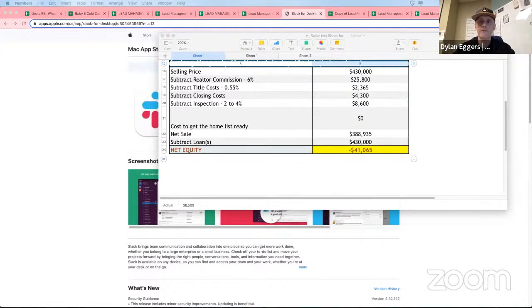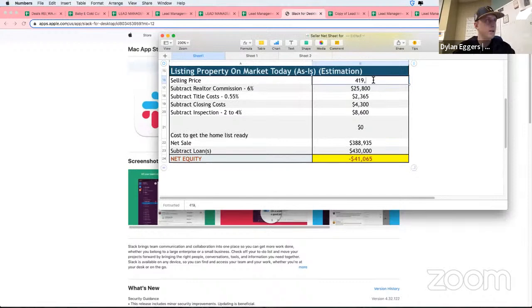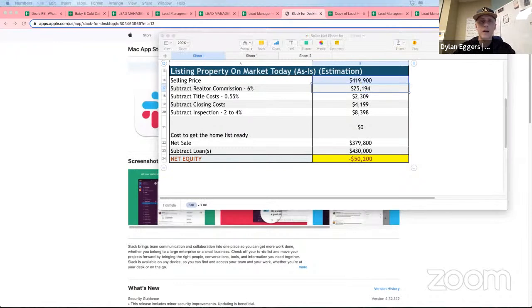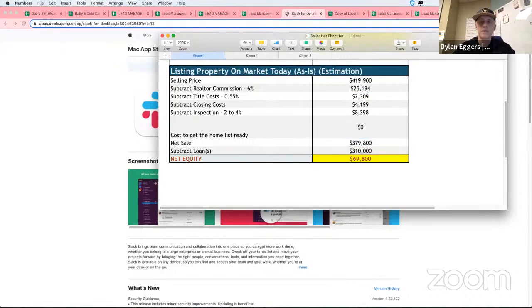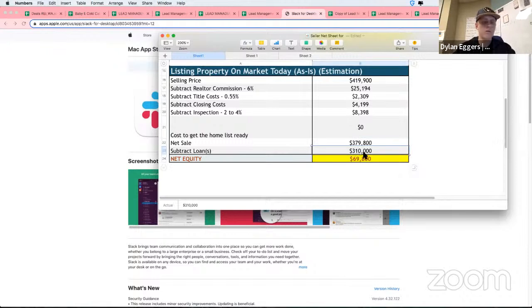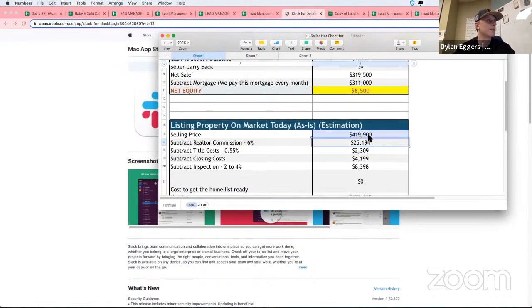So the very first number I plug in is what they are asking for the home. That is $419,900. That is their current asking price. Now these folks have a decent amount of equity. I just closed PropStream. They have a loan balance of roughly $310,000. Actually, we'll round up. It's $311,000. So the way that this sheet is formatted is once you plug in their selling price, it will automatically calculate the commissions to the realtors.